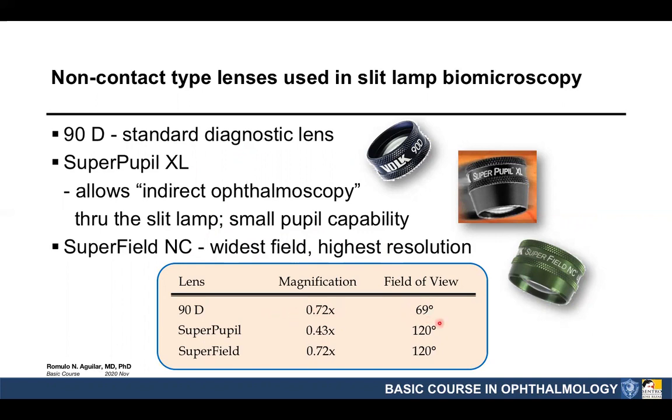So again, the specifications, your 90D has a field of view of only 69. Super pupil and your super field both have a field of about 120, but your super field will have bigger magnification. So you're a little bit more on an advantage with super field.